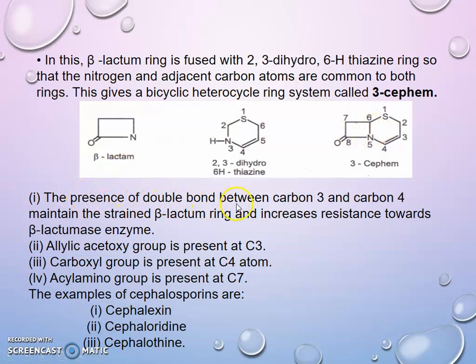The presence of a double bond between carbon number 3 and 4 maintains the strain of the beta-lactam ring and increases resistance toward the beta-lactamase enzyme. An allylic acetoxy group is present at the C3 position. A carboxylic group is present at the C4 position. An acyl amino group is present at the C7 position. The examples of cephalosporins are cephalexin, cephaloridin and cephalothin. Let's start one by one.